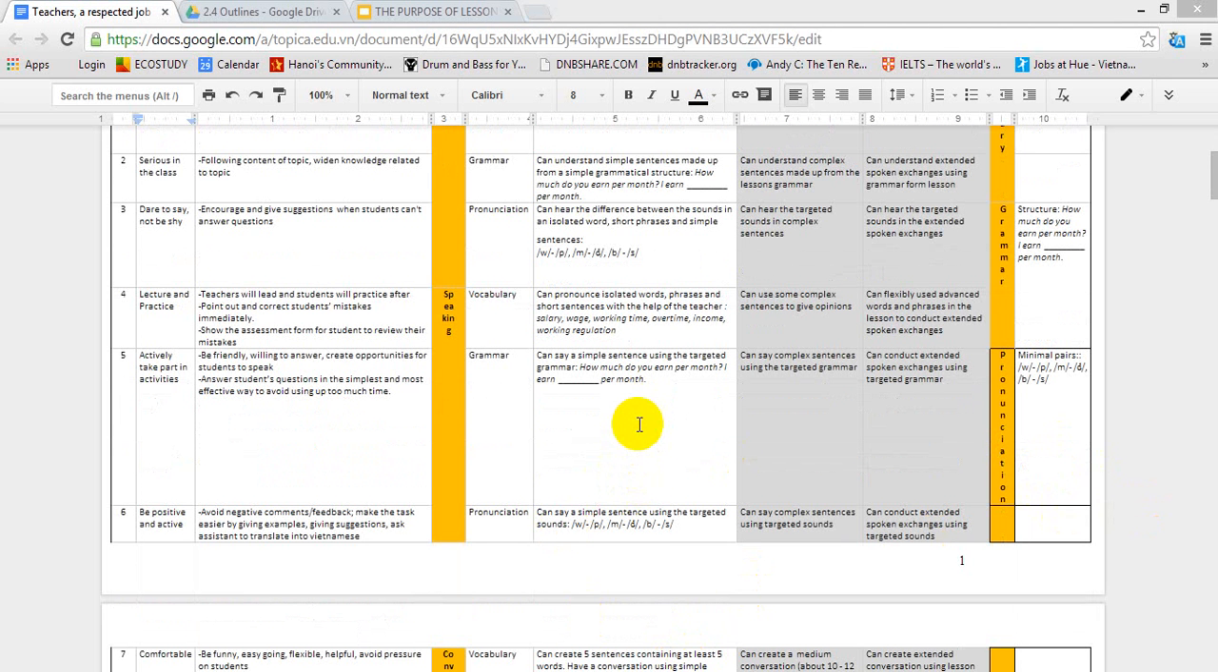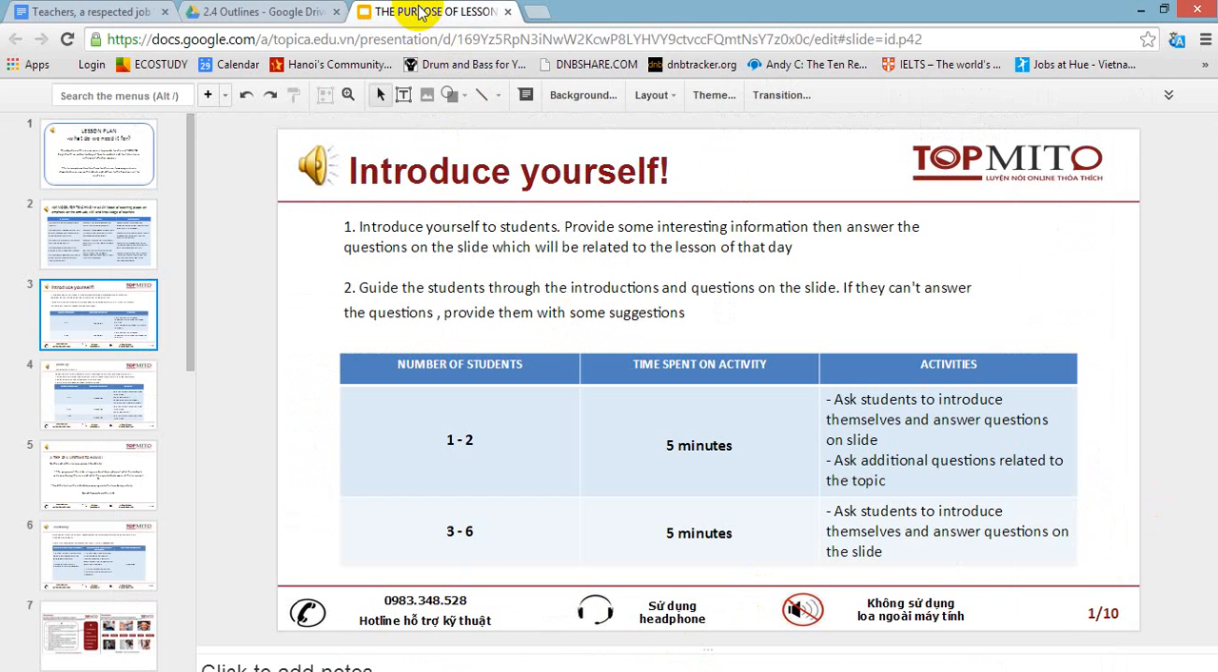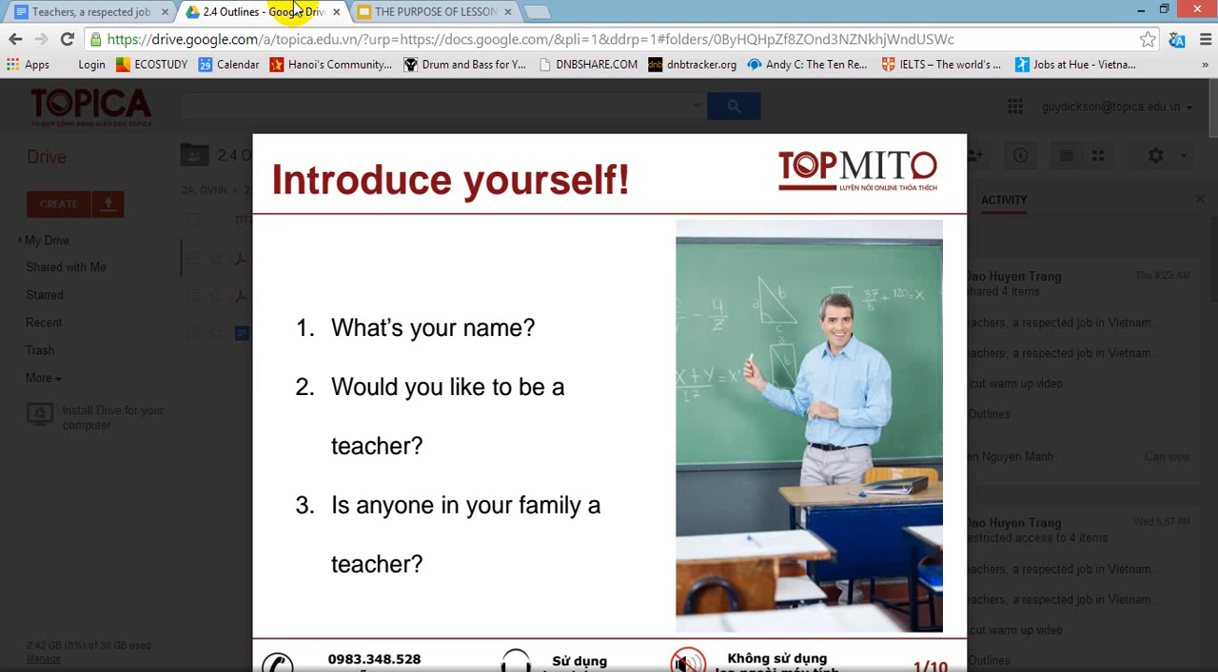Okay, so that is the end of the first part. That sums up the ASK model. And so now we are going to go through what we would say on each of the slides and maybe how long to spend on each of them.